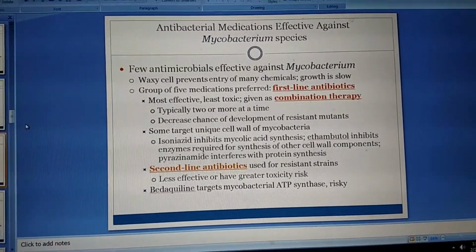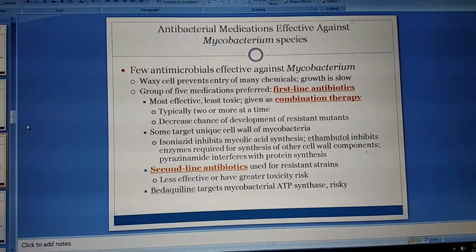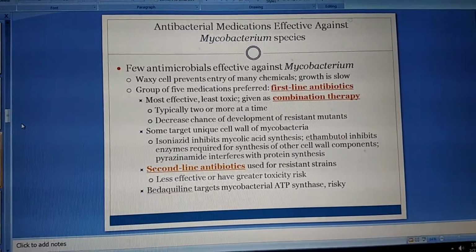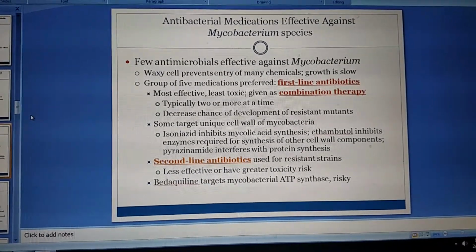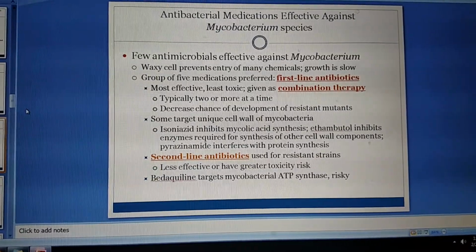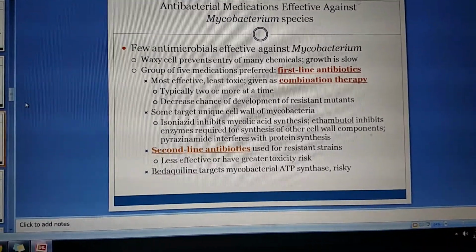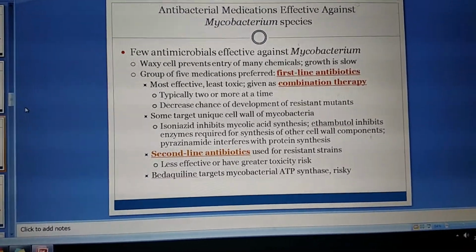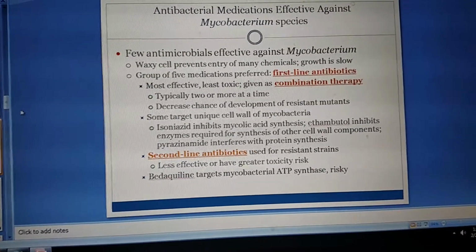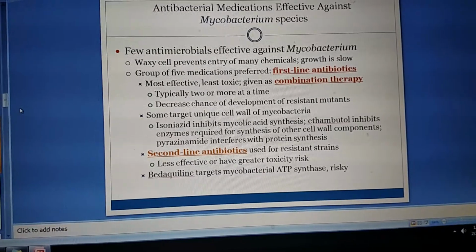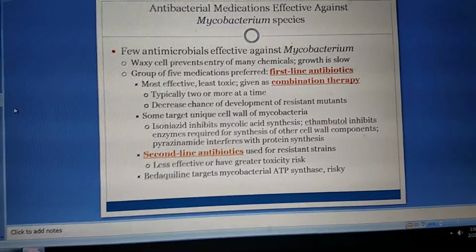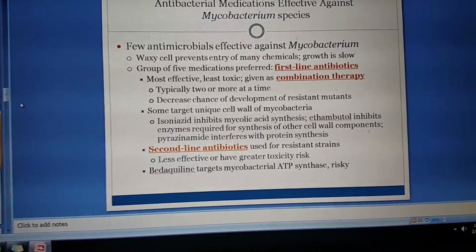There are 5 medications that are considered first-line antibiotics. They're given as a combination therapy, so you typically try to take 2 or 3 at a time to prevent mutants from evolving. They can try to target that mycolic acid. So isoniazid actually inhibits mycolic acid synthesis. That's why you're using it. The downside is isoniazid also is a known carcinogen.